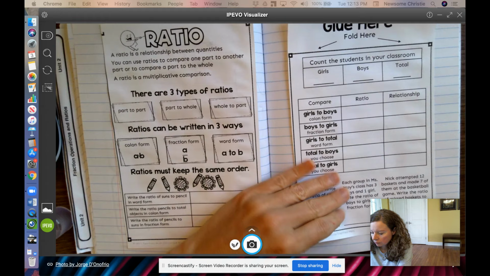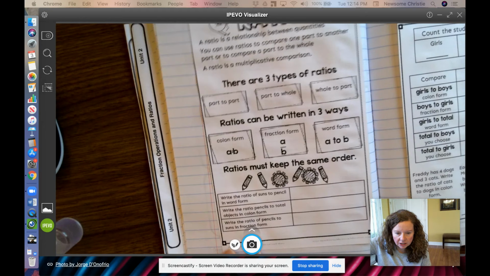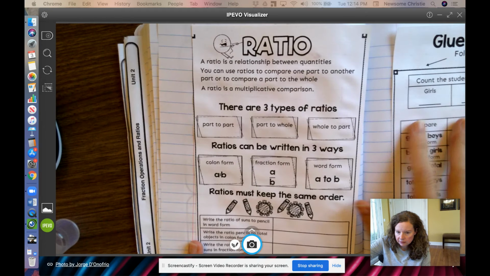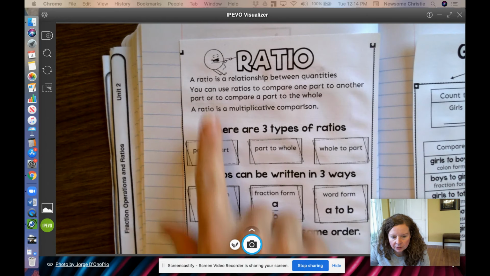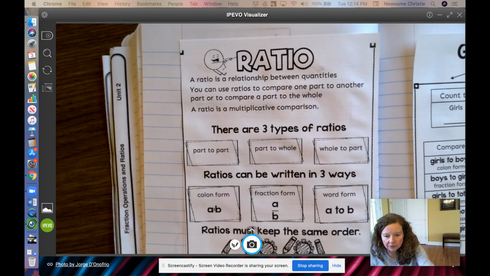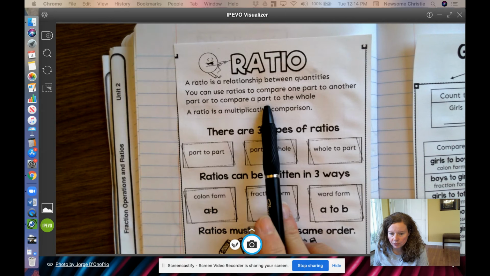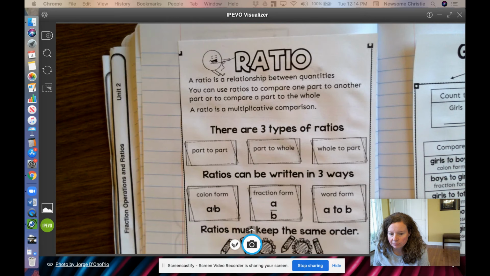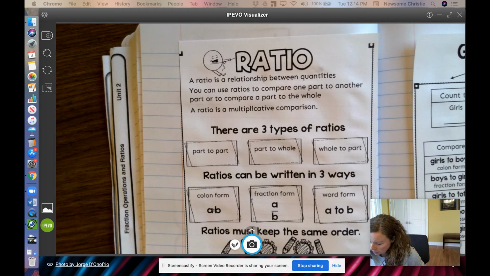Okay, so let's go ahead then and focus in on this page here. Kind of zoom in a little bit if we can. The camera doesn't zoom in the best in the world, but it'll work. All right, so it says a ratio is a relationship between quantities. You can use ratios to compare one part to another part or to compare the part to the whole. And a ratio is what's called a multiplicative comparison, which basically just means we can write equal ratios just like we did equal fractions by using multiplication. Fancy word, but it doesn't really mean anything that fancy.